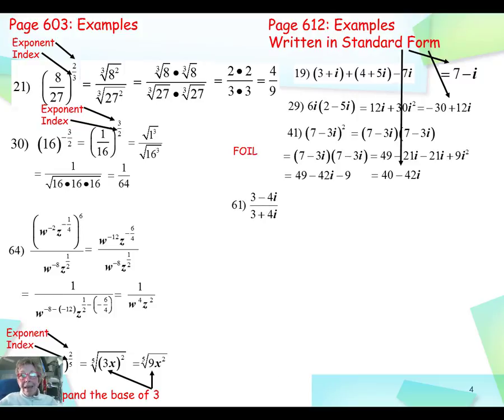Now I have a complex quotient. I'm going to use the conjugate system again. I must come up with a special one that would eliminate the complex number in the denominator position. My conjugate is going to be the opposite sign of the denominator. So I'm going to multiply by 3 minus 4i over 3 minus 4i.